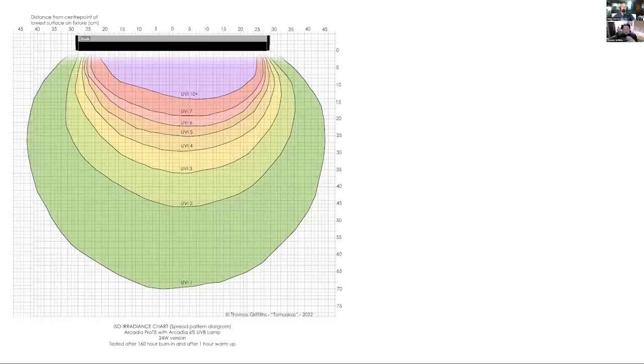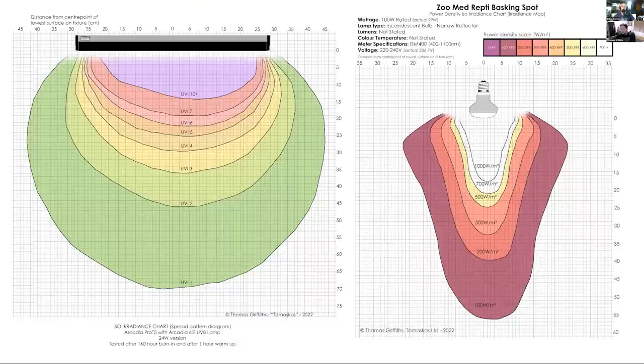This makes perfect sense if you want to have, say, a bearded dragon. You could bring your bearded dragon in. We've done the same for heat lamps as well. I've kind of pushed a lot of this. I've done the solar power density ones on heat lamps. And these are dubbed, I think Fran came up with the idea of naming them, the ISO irradiance charts.